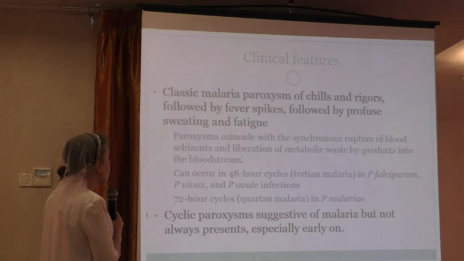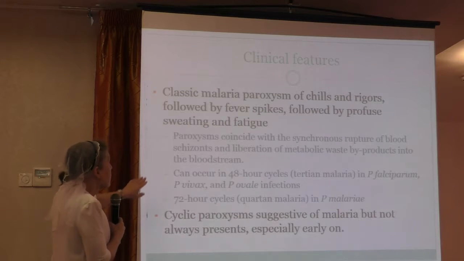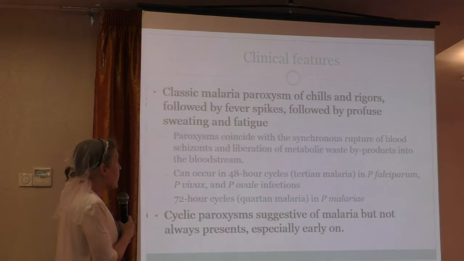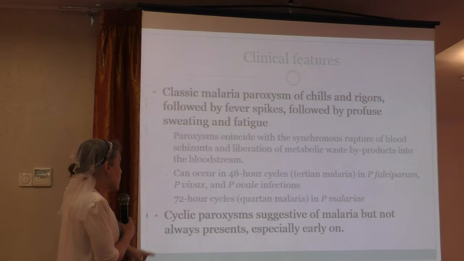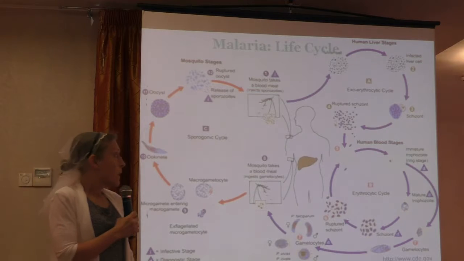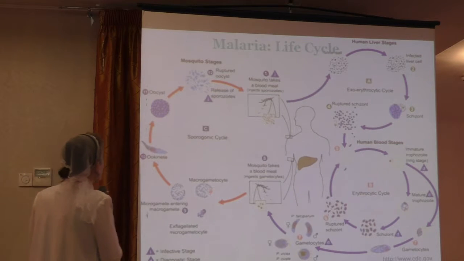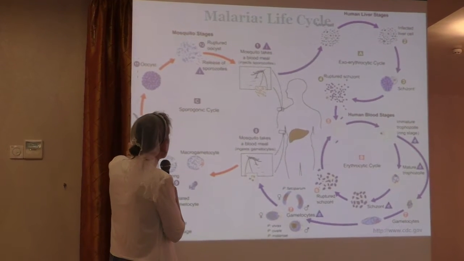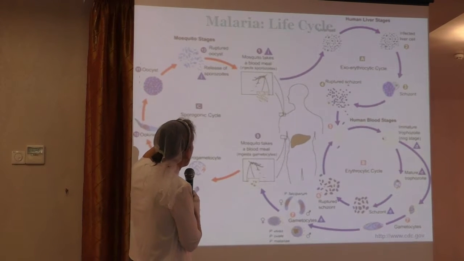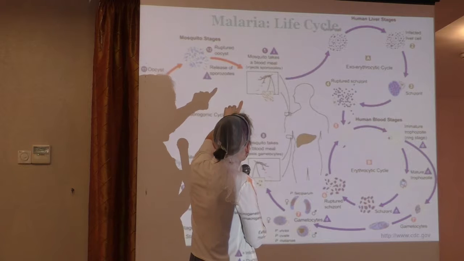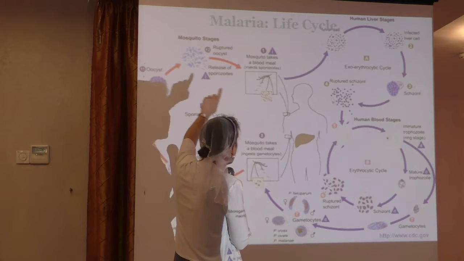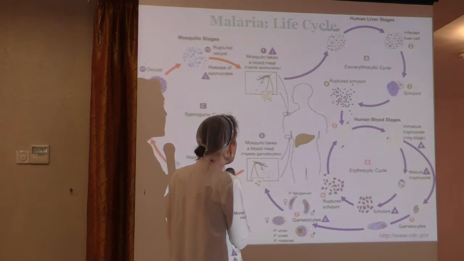The classic malarial paroxysm of chills and rigors followed by fever spikes, followed by profuse sweating, is coincidental with the synchronous rupture of blood schizonts and liberation of metabolic waste byproducts into the bloodstream. So let's see a picture of that. So here it is. Here are the oocysts. So this is the out of the body development that's going on in the mosquito. Here's the mosquito ingesting the blood meal and then giving it away. So getting and giving, that's the part the mosquito plays, and then they develop in the gut.